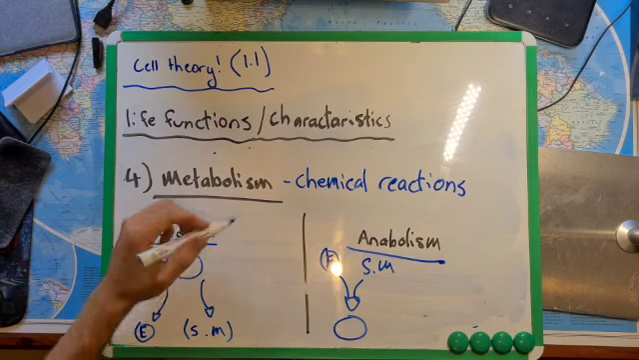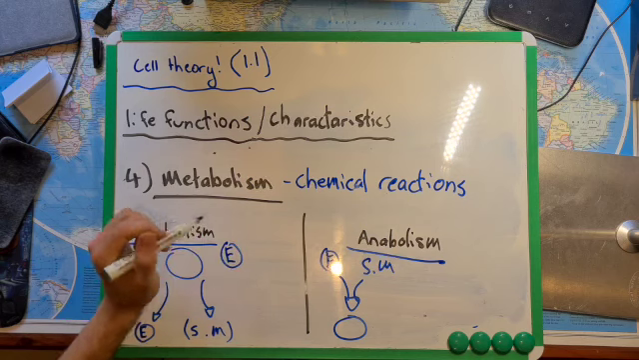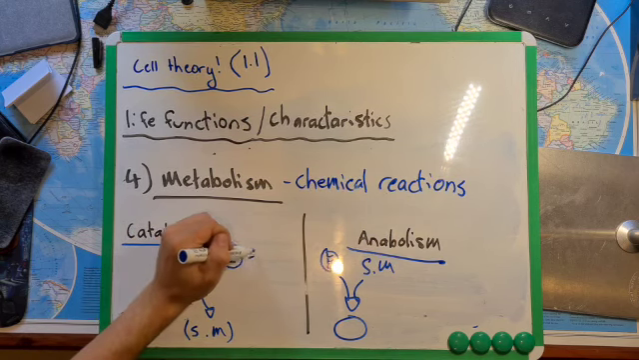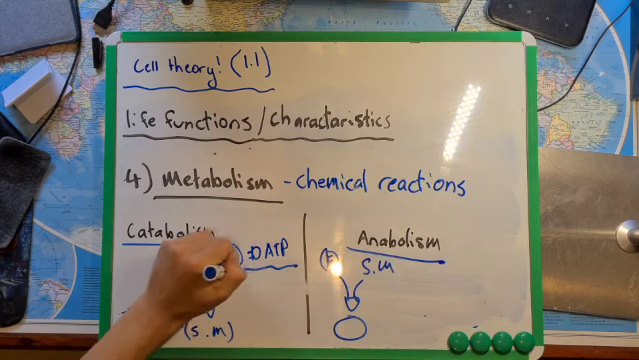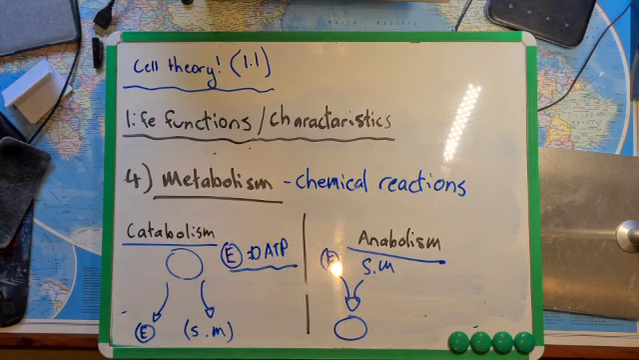It's important to note that this energy can be in different forms. However, it's most commonly seen as ATP, which is your adenosine triphosphate, and it's a common energy source, notably in humans.